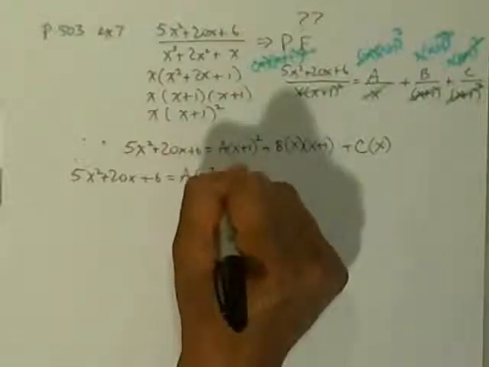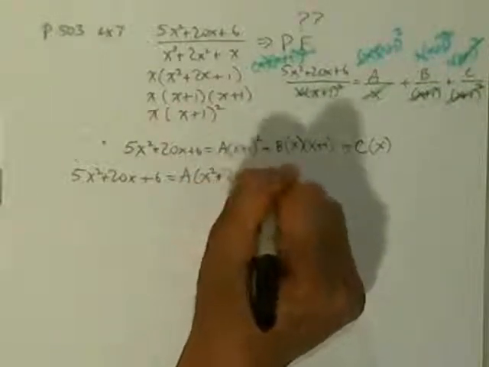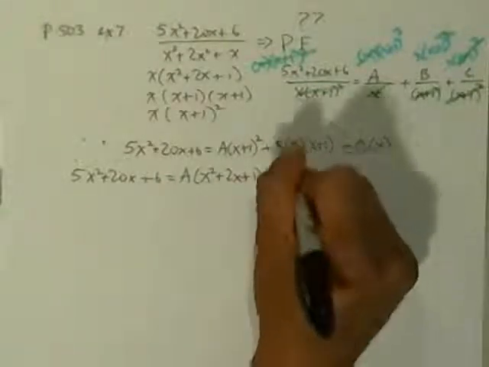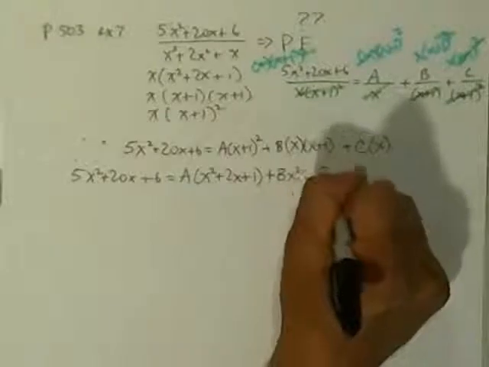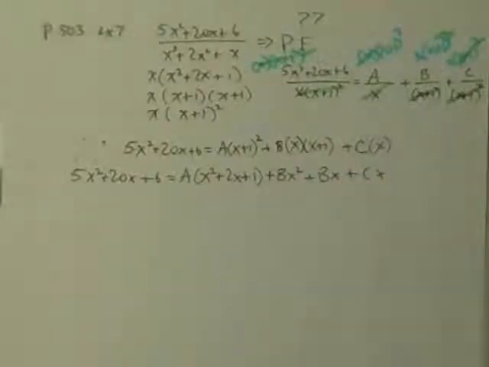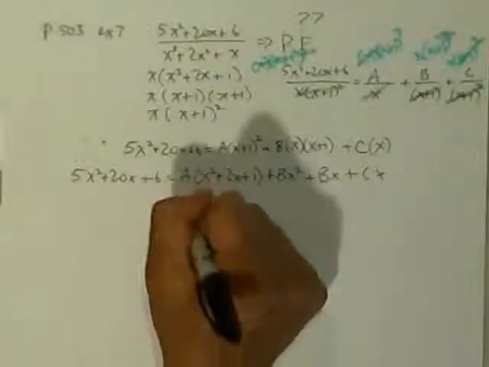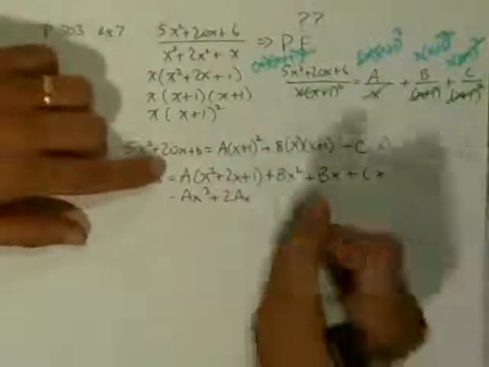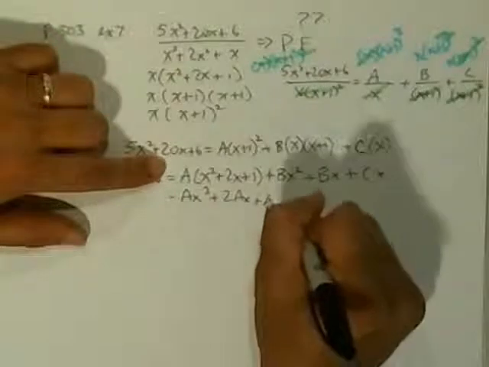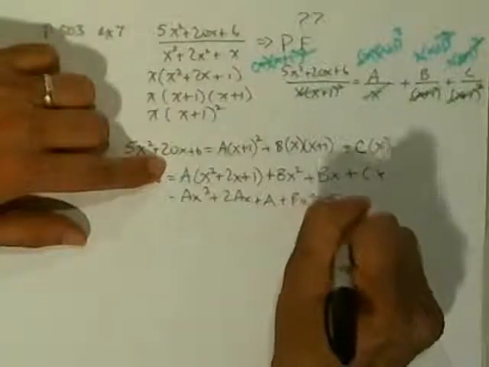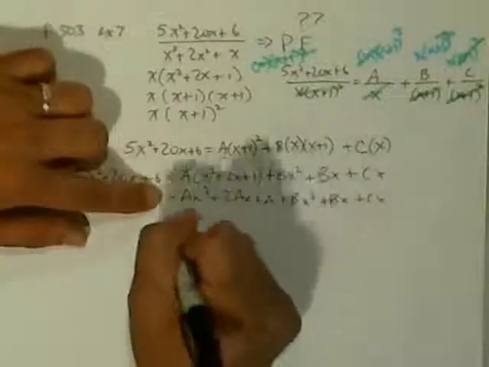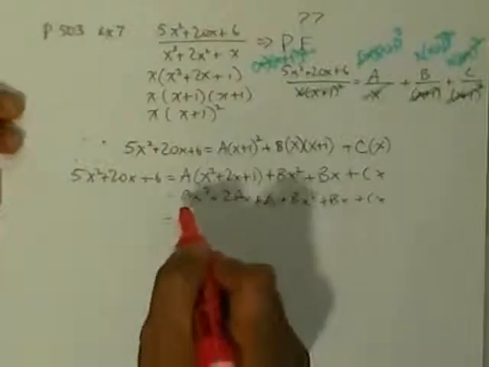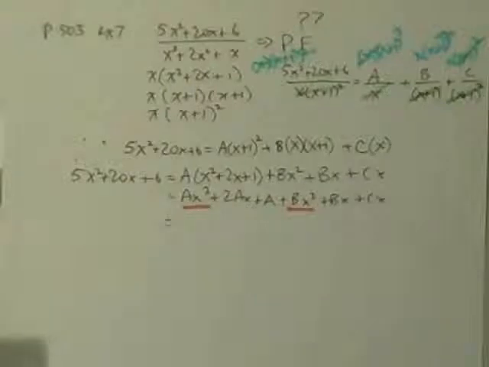A times x squared plus 2x plus 1 plus bx squared plus bx plus cx. Distribute this out again, you end up with ax squared plus 2ax plus a plus bx squared plus bx plus cx. We're going to group them again. I'm going to use my Sharpies this time. That got a little bit tricky.